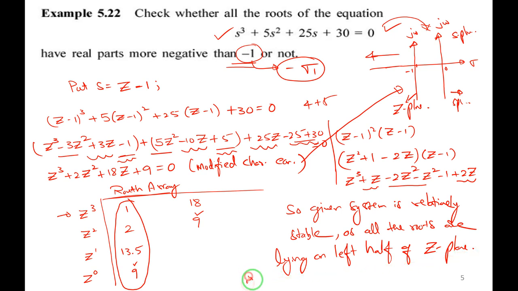That means the roots are having real parts more negative than -1. I hope you understood, right? If any doubts, please unmute yourself and talk to me so that I can clarify your doubts.